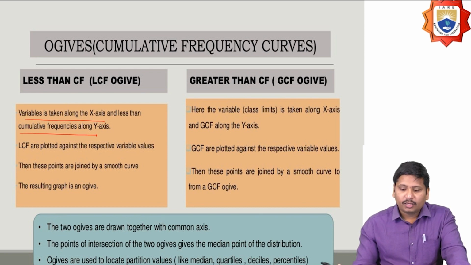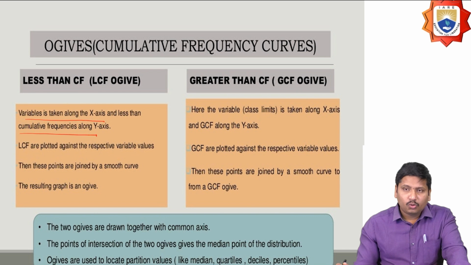Similarly, greater than cumulative frequency ogive means the variables are taken along the x-axis and greater than cumulative frequency is taken along the y-axis, plotted against the respective variable values, and the points we obtain are joined by a smooth curve, which we call the greater than cumulative curve.